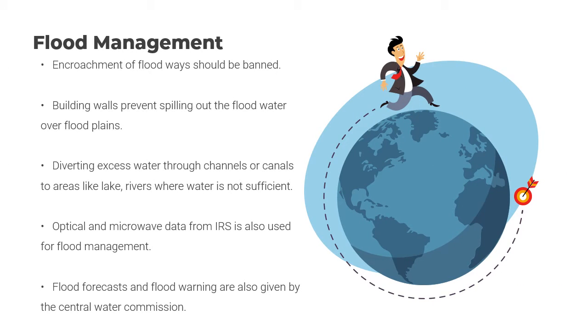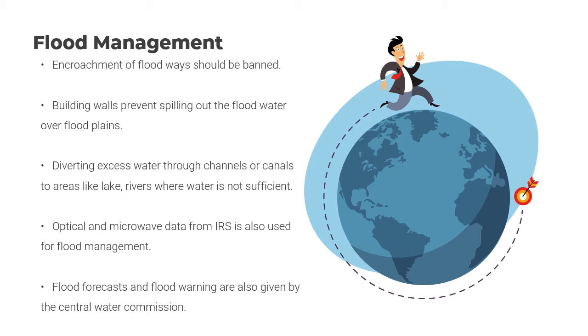Up next, we have flood management. What are some practices we need to do in order to prevent the occurrence of floods? First, encroachment of floodways should be banned. This refers to the blockage of the passageway of water, so it should not be encouraged. Next, building walls prevents the spilling out of flood water over the floodplain. This is practiced by other countries. They are building walls in order to prevent the flood from coming over the areas.